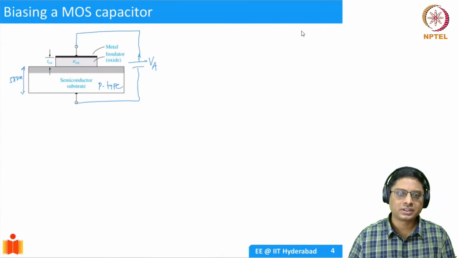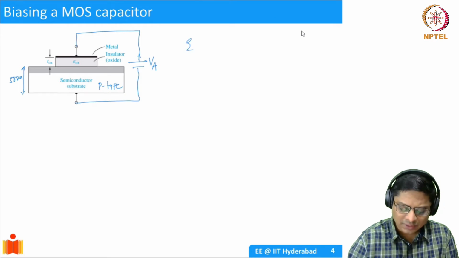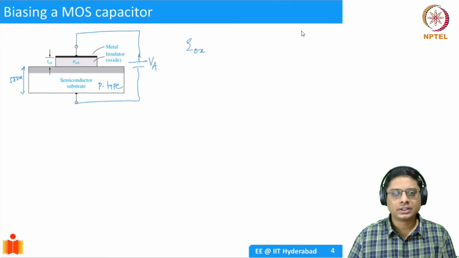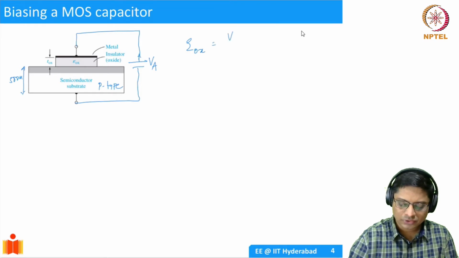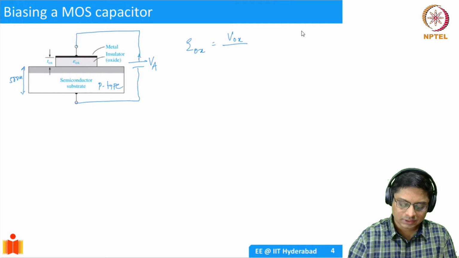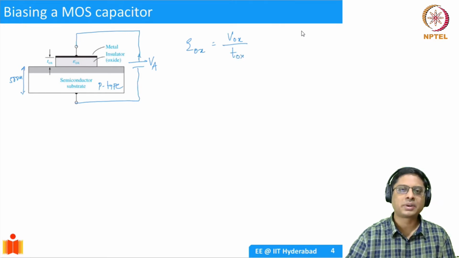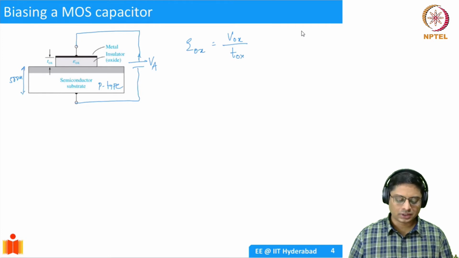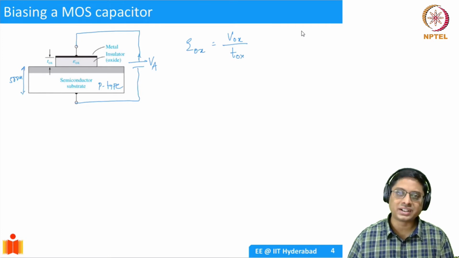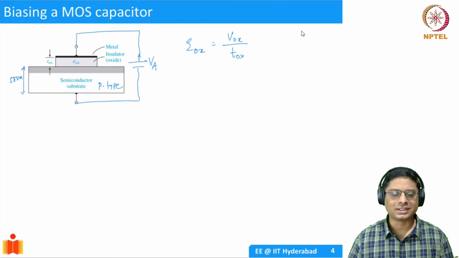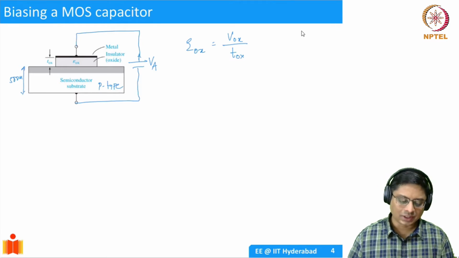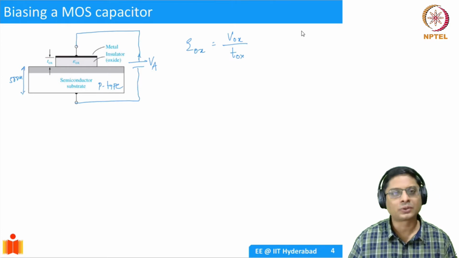The moment you apply a voltage across a capacitor, there's an electric field which is developed, right? What is the electric field? The electric field developed, let me call it E oxide, will be simply Vox divided by TOX, whatever the voltage drop across the oxide is, divided by TOX. But it really depends whether there is a voltage drop across the semiconductor. Right now, let's assume that it is small. It turns out that it's not true, but we will get back to it. Essentially, the voltage drop across the oxide divided by the thickness of the oxide should give you the electric field across the oxide.